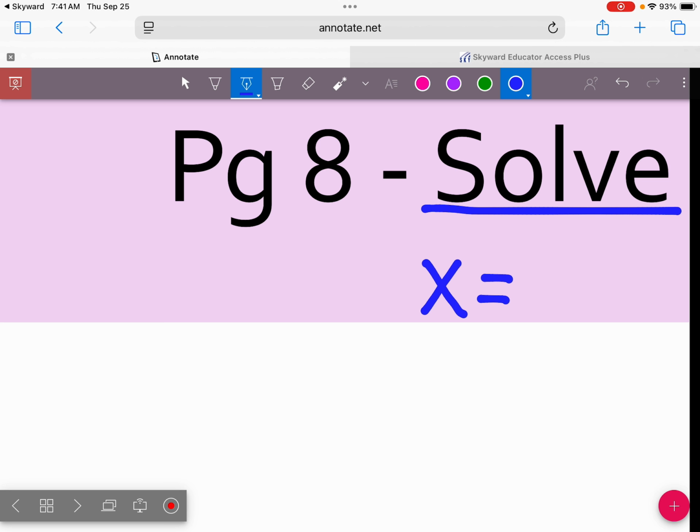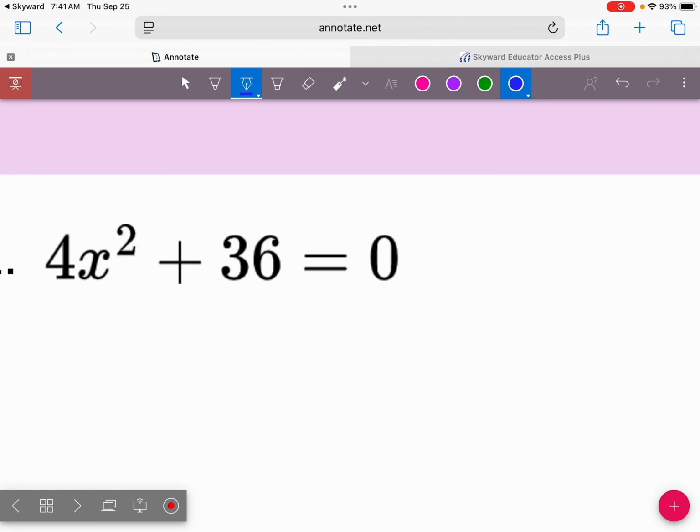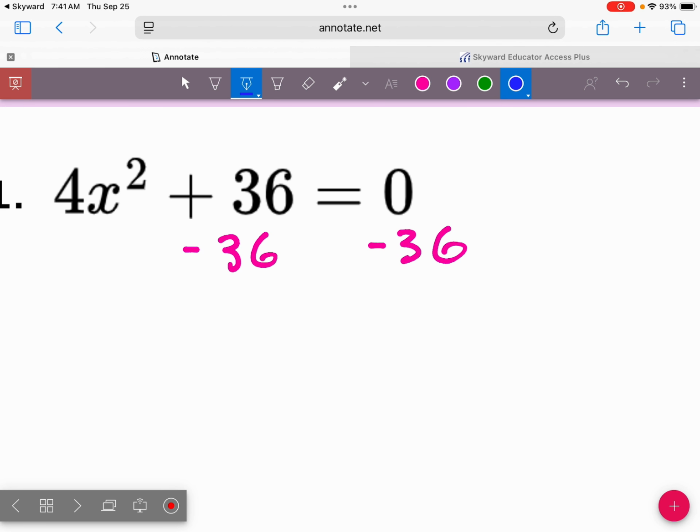What could I do here to try and get my x by itself? Minus 36 on both sides. Absolutely valid. So let's take a look at what we get when we're done with that. We get 4x squared equals negative 36.